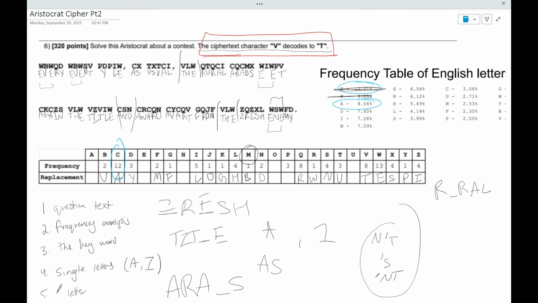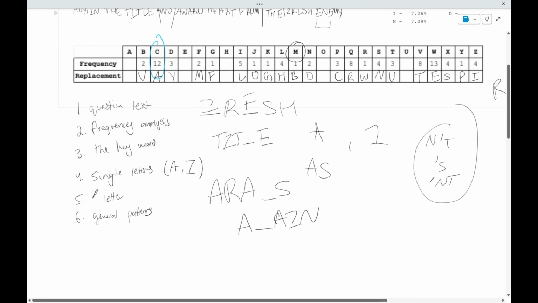So now the rest, we're only missing a little bit. So every blank something, as usual, the rural Arabs, and I is L, and P would end up being C then. So then we get every event cycle, as usual, the rural Arabs elect again the title and award apart from the Irish enemy. Okay, so that finishes that up.